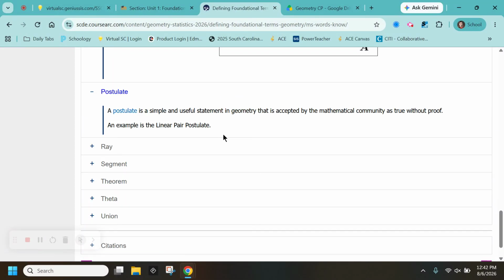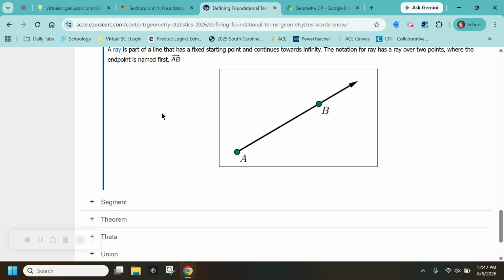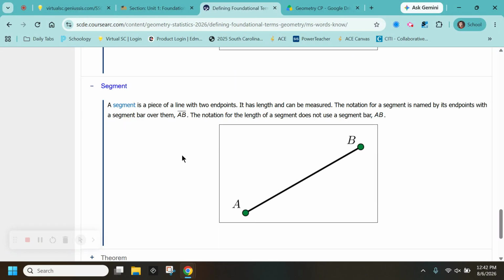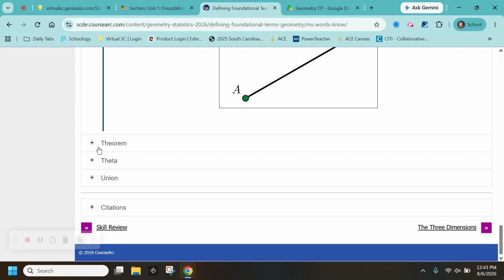A postulate is a simple and useful statement in geometry that is accepted by the mathematical community as true without proof. A ray is a part of a line that has a fixed starting point and continues toward infinity in one direction. And we would name this one ray AB. You would start with the endpoint, and then the second letter is the letter that it extends through. A segment is a piece of a line with 2 endpoints. It has a length that can be measured, and we would call this AB with the little segment bar, so no arrows on a segment.